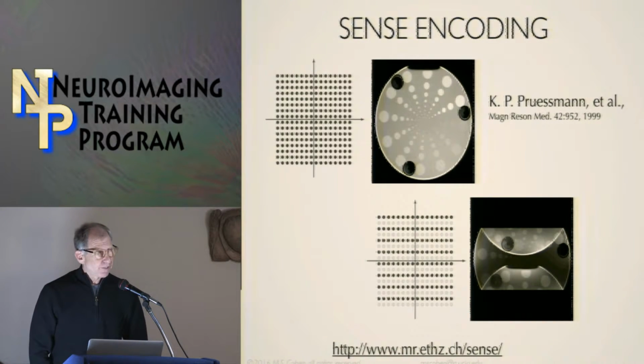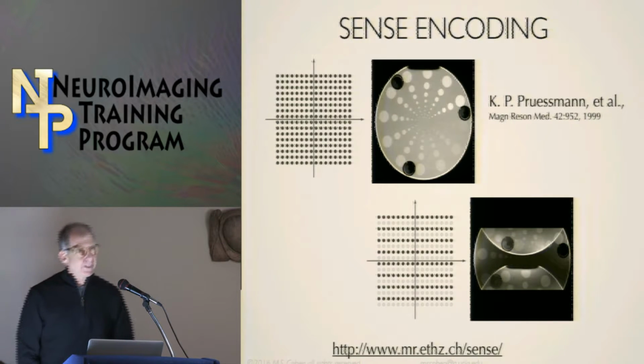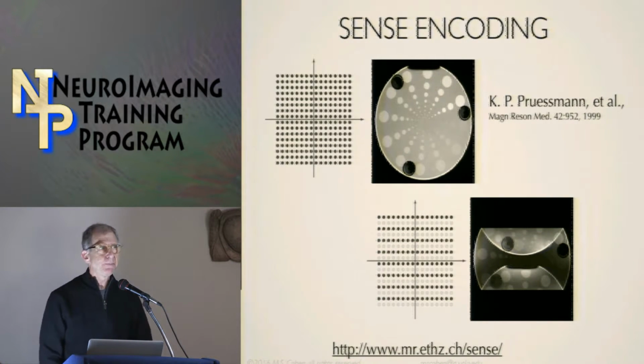In what is called sense encoding, you take advantage of multiple receiver antennas in different parts of the head in order to get positional information. And you do this in a way that disambiguates positional information. Let me explain it as though we're just talking about a single slice of tissue, not this multiband sequence.